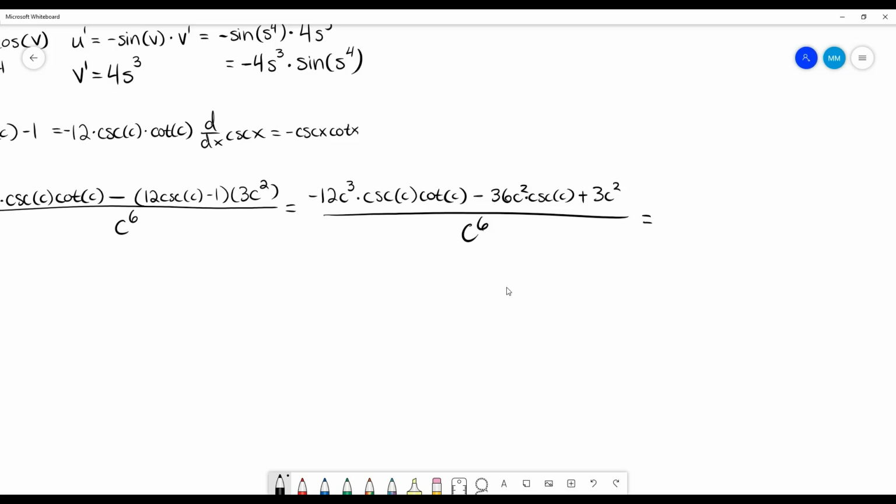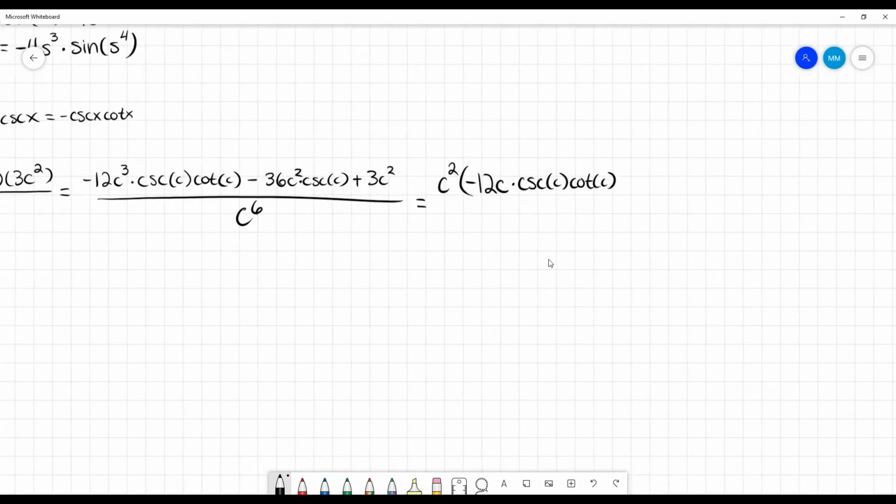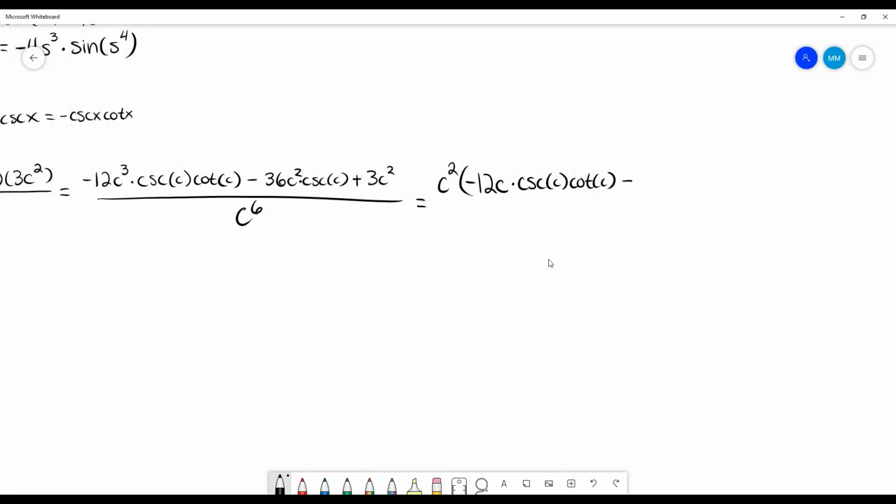So it's going to be, let's see, we can only factor out up to a c squared because that's our lowest one. So I'm going to do c squared times, and now inside I see I've got that negative 12, and that'll still be times a c times this first term here. And then we also factor out of this term right here, so it's going to be minus 36, and we've just pulled that c squared out, so it's just 36 cosecant c plus 3 times c squared, and since we factored that out, it's just going to be plus 3 all over c to the 6th.